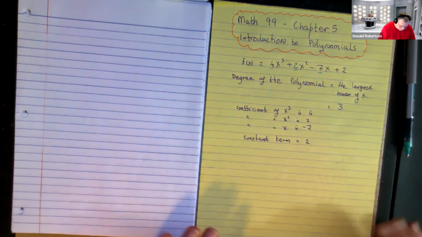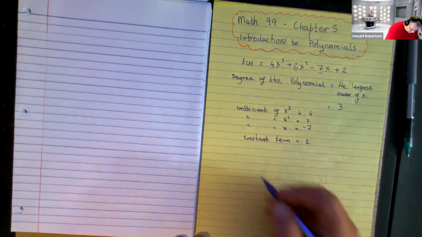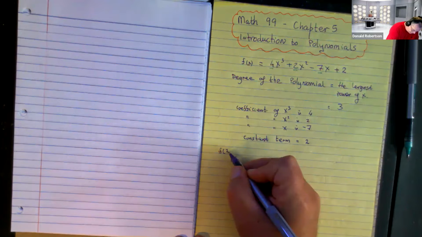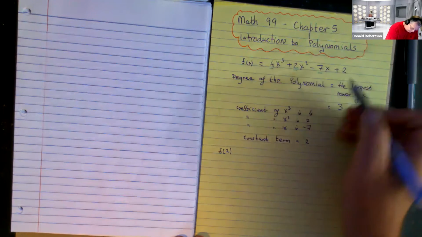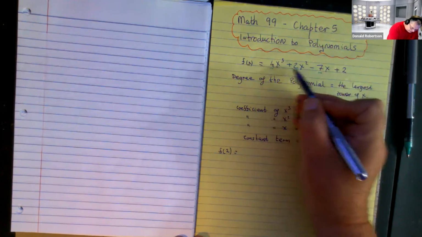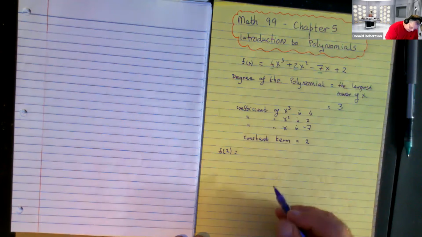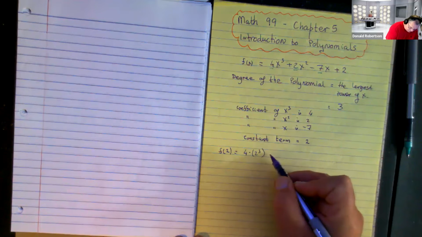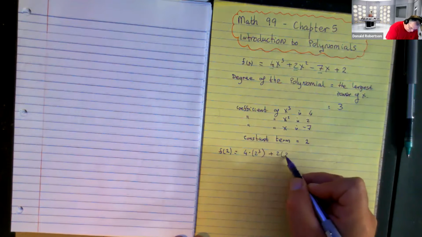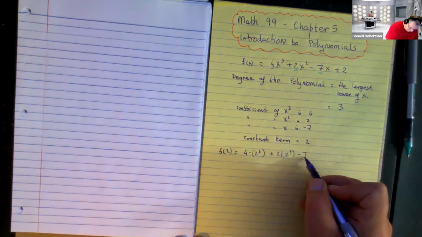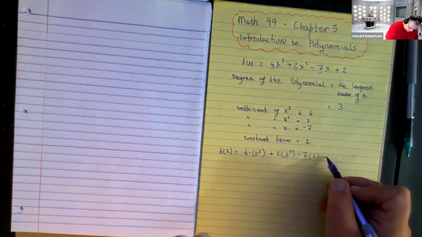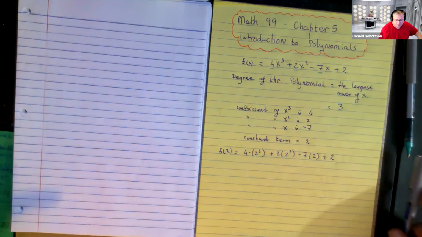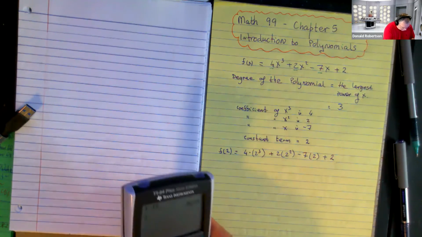So let's evaluate a polynomial. So if I asked you to calculate f of 2 of this polynomial, basically x is going to get replaced by 2. So it's 4 times 2 cubed plus 2 times 2 squared minus 7 times 2 add 2. And you could certainly do that on your calculator. So let me just show you how you would do that in one go.